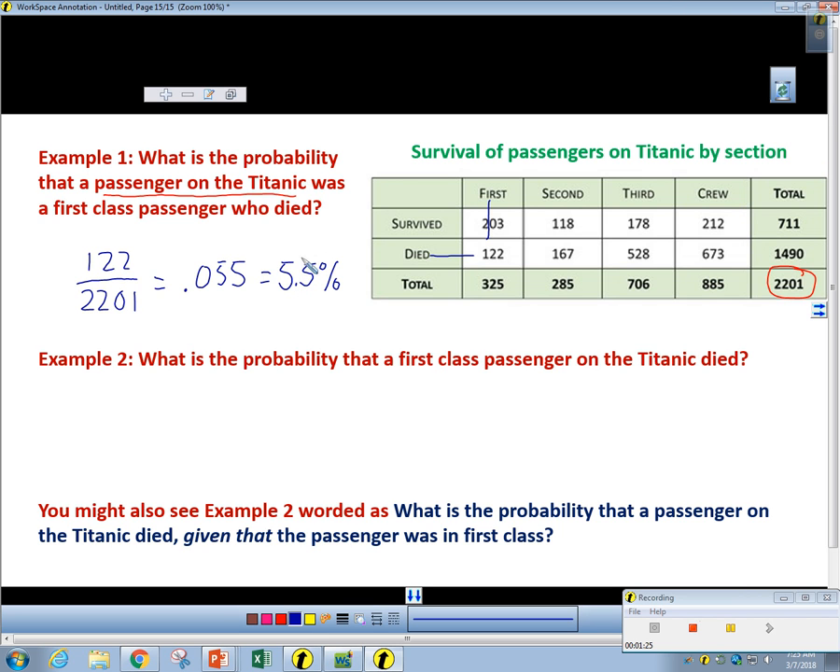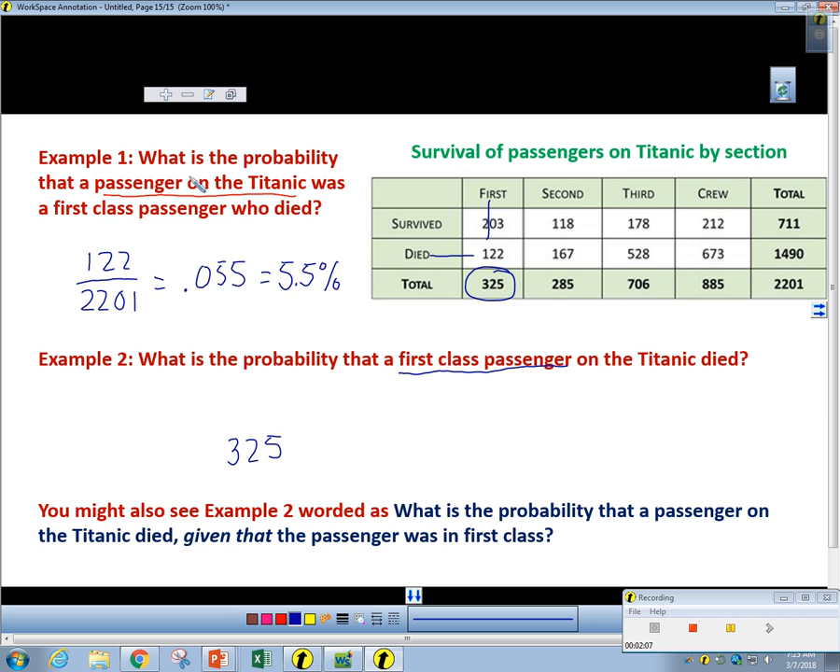Let's look at our second example. What is the probability that a first-class passenger on the Titanic died? That sounds like the same thing, but it's worded a little differently. If we look at how it starts, it says, what is the probability that a first-class passenger? So right away, we're not talking about all 2,201 people. We're only talking about the first-class people, the 325 people in first class. So here our bottom number is going to be 325.